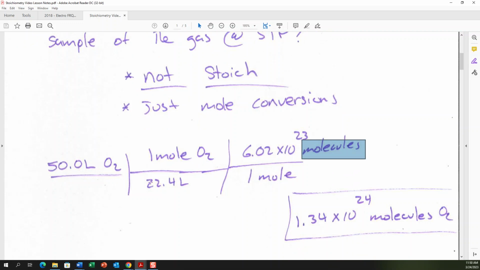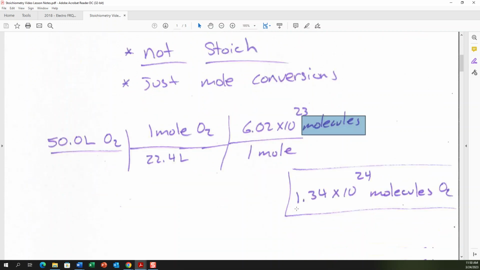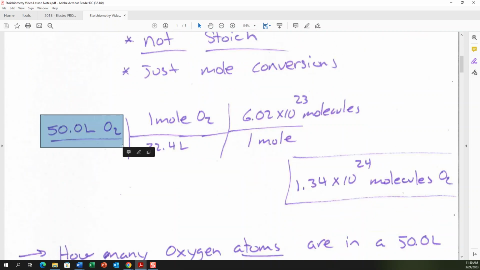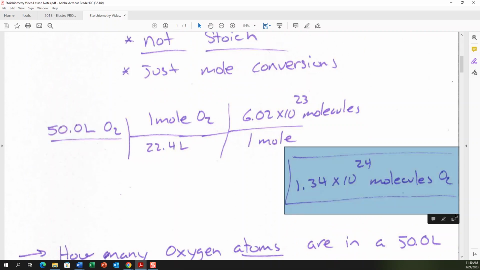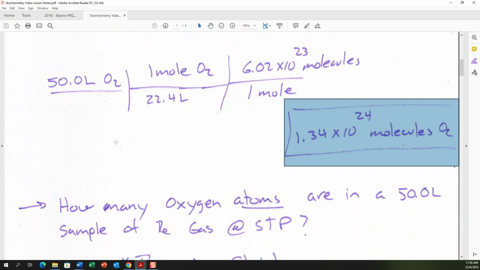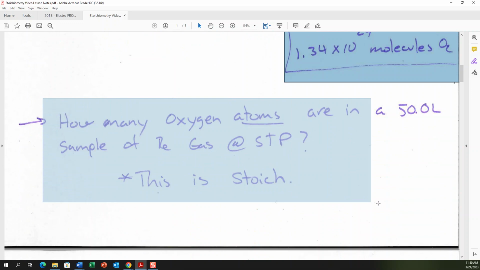So all we have to do is divide by 22.4 and multiply by Avogadro's number, and that would give us our answer. This is not stoichiometry. It's dimensional analysis. It's unit conversion, okay? We're not changing the value of anything. What we're saying is that 50 liters of oxygen gas is equal to this many molecules of oxygen gas. This thing and this thing are the same. It's just a different way to show it. It's like 1 kilometer, 1,000 meters. It's the same thing, okay? So this isn't stoichiometry. Let's look at what a stoichiometry problem would look like. This would be a stoichiometry problem.